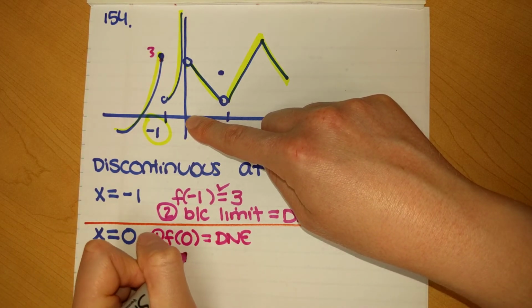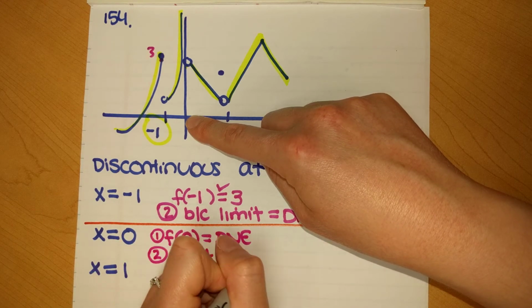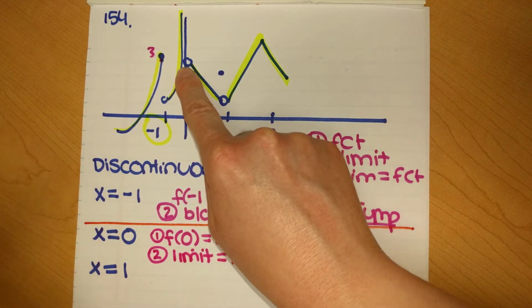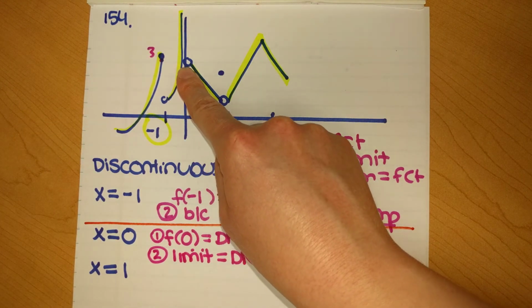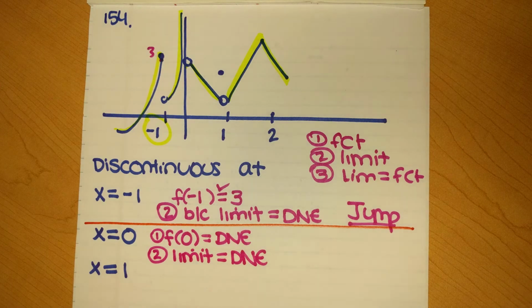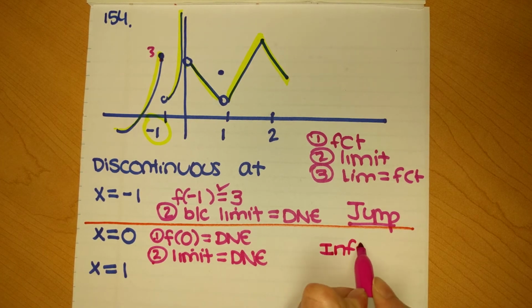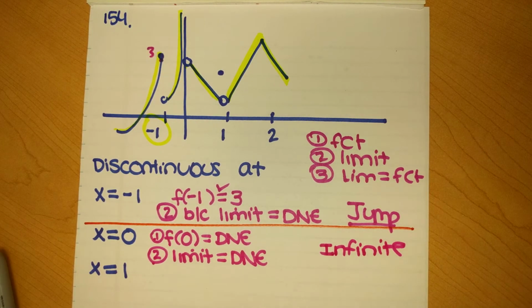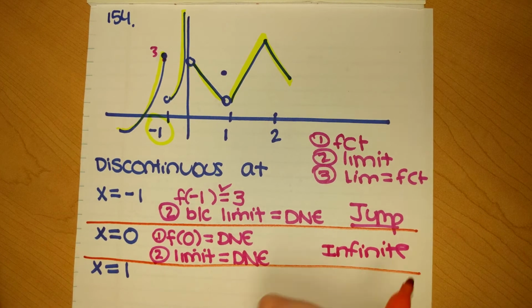Moreover, the limit doesn't exist, because the limit from the left would be positive infinity, but the limit from the right would be this value, which they're identifying as 3. So the limit doesn't exist because you're jumping across. Both the function and the limit do not exist, and therefore the third condition is obviously not satisfied. As far as what type of discontinuity it is, it would be an infinite discontinuity because you are going up towards infinity.